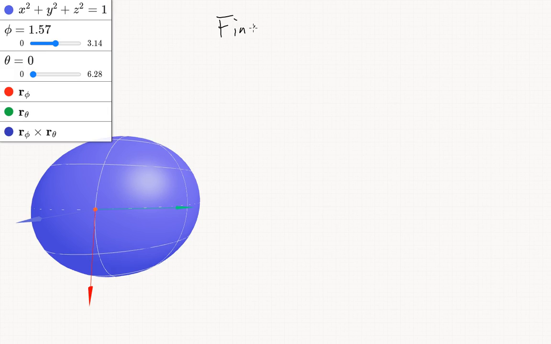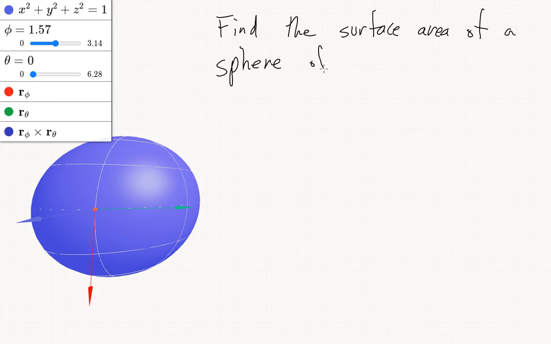So let's derive a formula for the surface area of a sphere of radius r. So again, we'll use spherical coordinates.